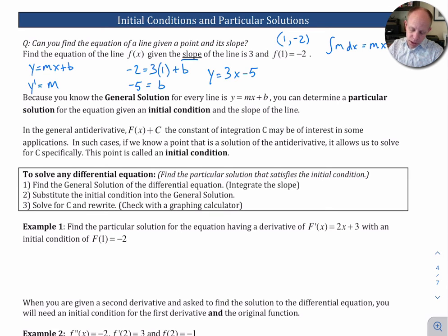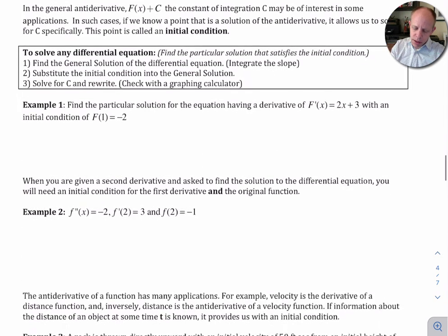So in order to solve the differential equation for the particular solution with the initial condition, we want to find that general solution of the differential equation. Basically, we want to integrate the slope to get that general equation. Then we substitute our initial condition, so our point x comma y, into the general solution, and then we solve for c, and then plug that back in and rewrite. All right, so let's give this a try here.